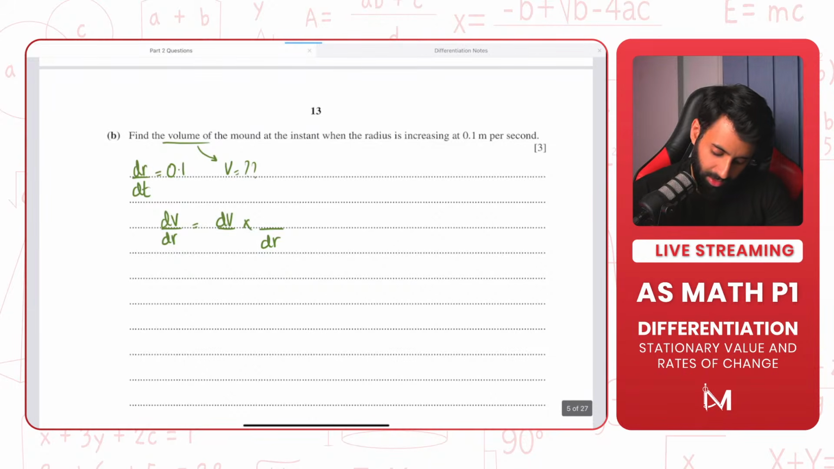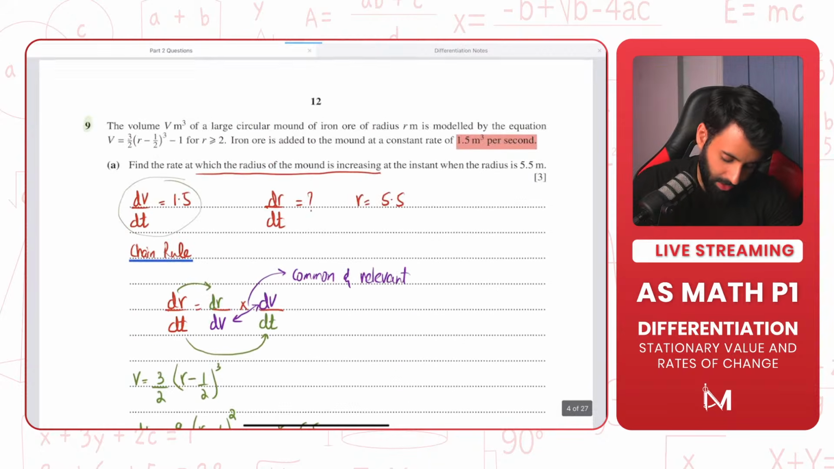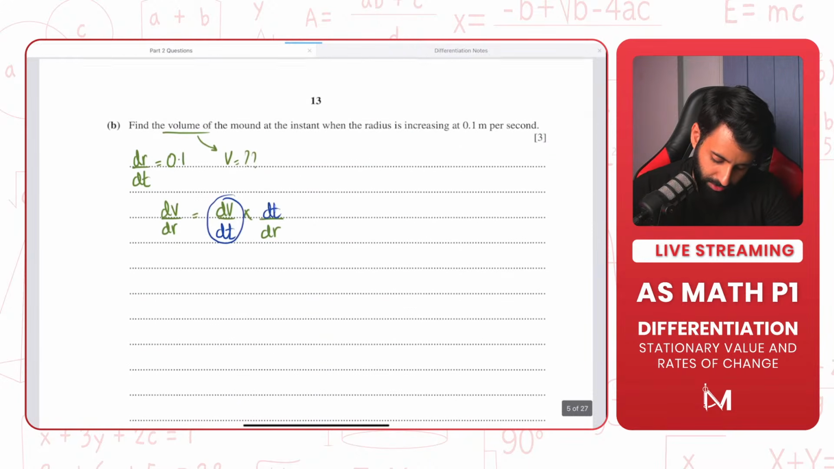Okay. So in both these places, we will have something that's common. Okay, and it also should be relative to the question. So that means we can have dt over here and we can have dt over here. Now dv upon dt is something that was given to us in the question. Okay, dv upon dt basically means the rate of change of volume, which is 1.5. So we write 1.5 over here. And dr upon dt is 0.1. That means dt upon dr will be 1 upon 0.1.